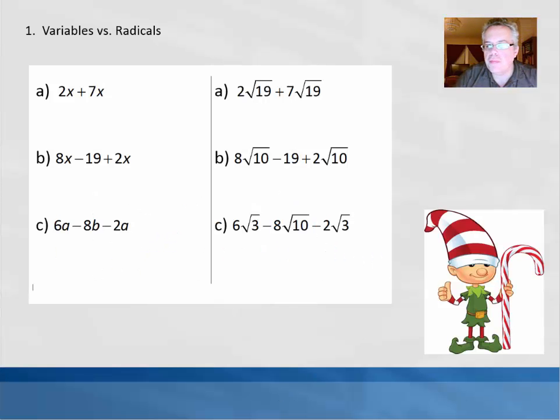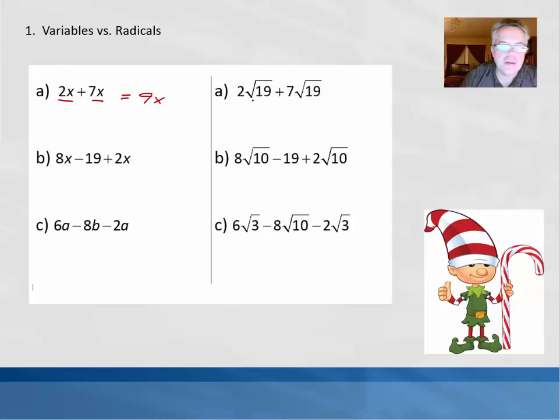For our first problem, I want to compare what we used to do in algebra to what we're going to do now with square roots. On the left side, this is old familiar stuff. If we have 2x plus 7x, we know we can combine that and it equals 9x. Then the same thing is true with radicals. Even though this looks much different, it's the same idea.